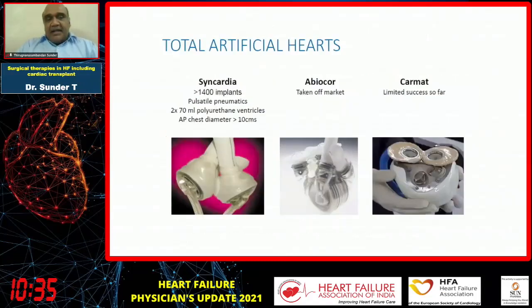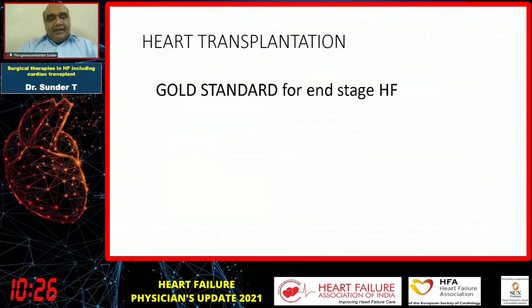A total artificial heart, as the name implies, replaces both the right and the left ventricle. The atria are left behind and they serve as a preload. So we now come to heart transplantation. At this point in time, for end-stage heart failure where all therapy has been tried and has failed, heart transplantation is the goal.